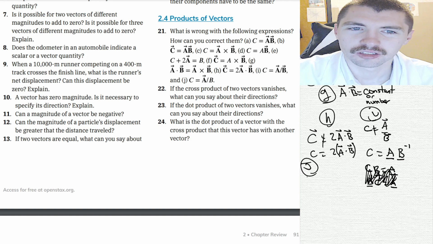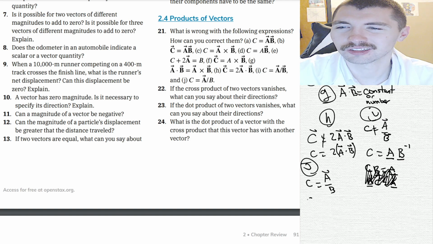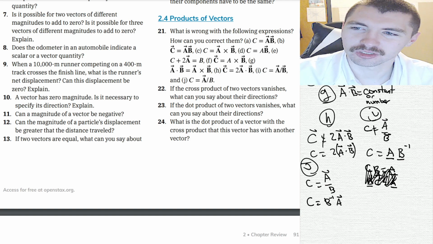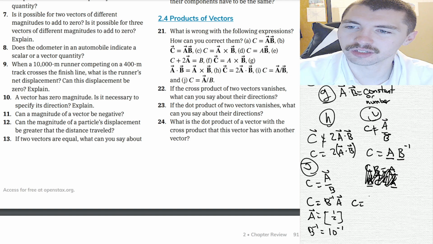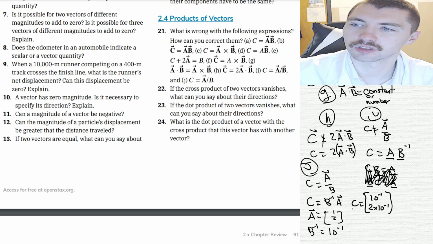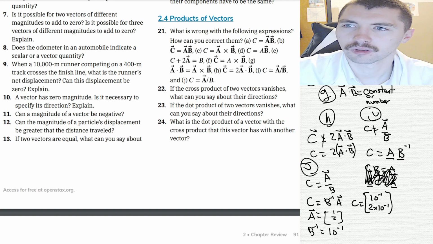J, C equals A over B. So this is another way of saying B to the negative 1 times A vector, which if A and B to the negative 1 equals 10 to the negative 1, then what this is saying is C equals 10 to the negative 1 times 2. So that should be fine. Okay.